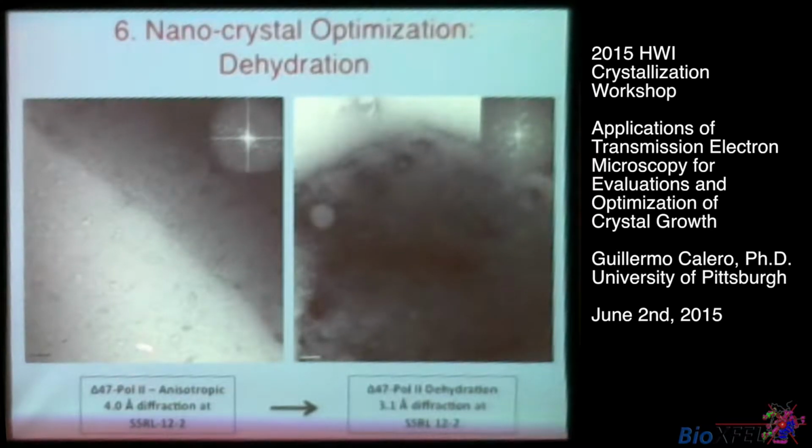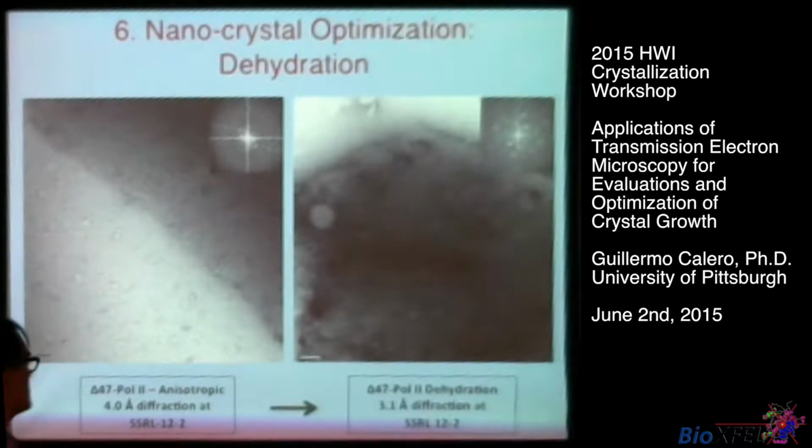And at best, at 4 angstroms, more or less, that's what, 4 or 5, they had very few crystals that diffracted well. So they applied a dehydration protocol, and they basically got the structure of the polymerase. And we tried to see first if we were able to capture that using TEM.